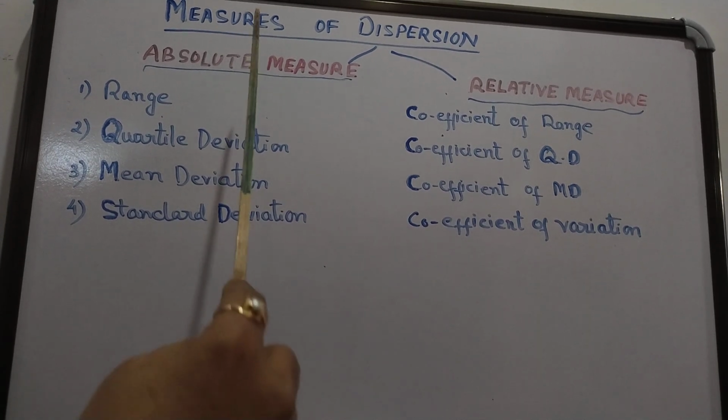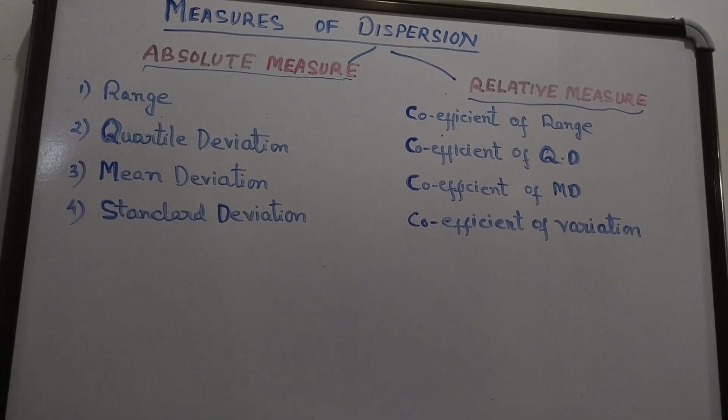Today's topic is measures of dispersion. Earlier we have studied measures of central tendency. A measure of central tendency does not give the complete information about a distribution, and we should use measures of dispersion to supplement the information. A measure of dispersion gives us an idea about the scattering of the data from the central value of the data, that means the mean. Okay, how scattered the data is from the central value or the mean.